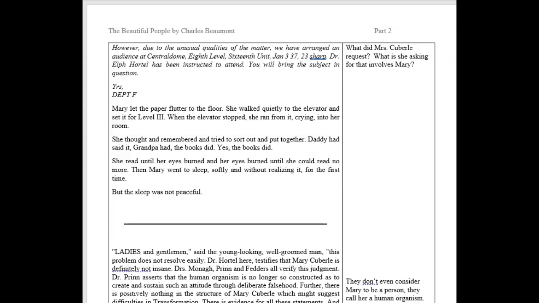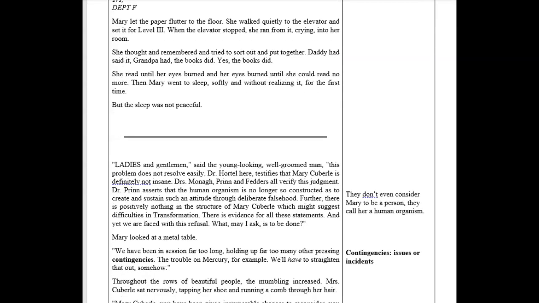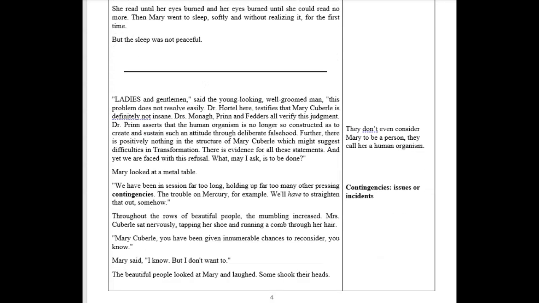Mary let the paper flutter to the floor. She walked quietly to the elevator and set it for level 3. When the elevator stopped, she ran from it crying into her room. She thought and remembered and tried to sort out and put together. Daddy had said it, Grandpa had, the books did. Yes, the books did. She read until her eyes burned, and her eyes burned until she could read no more. Then Mary went to sleep, softly and without realizing it for the first time. But the sleep was not restful.